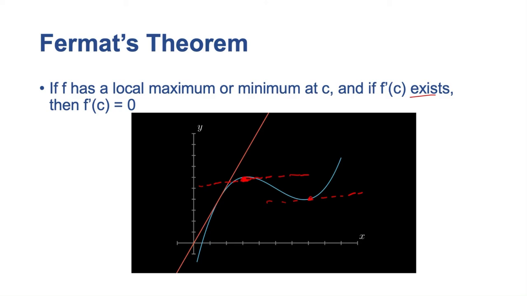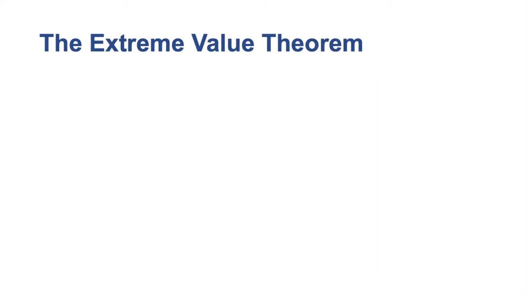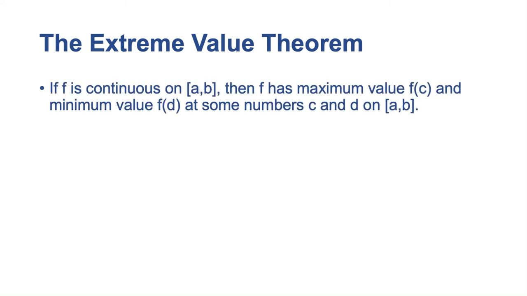Now we do have another piece to the puzzle for maxima and minima, and that is called the extreme value theorem. So this is our last topic for this video, but the extreme value theorem says if f is continuous on a to b, then f has a maximum value, f of c, and a minimum value, f of d, at some numbers c and d on a, b.